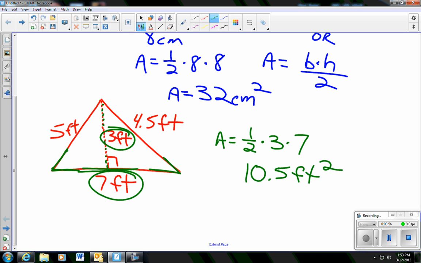That's it for a triangle. Okay, and again, triangles are half of a parallelogram. So half base times height, or base times height divided by 2.